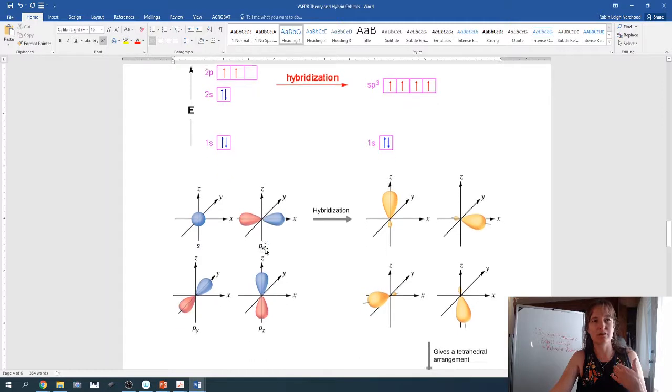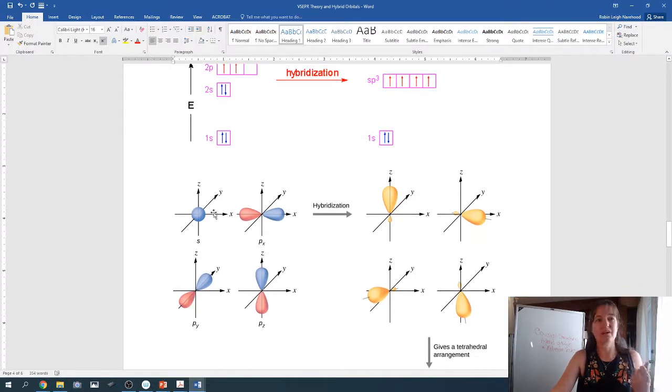A picture of the actual shapes. So an image of an s orbital looks like a sphere. Each of the p orbitals looks like a lobe. So there's one of the p orbitals, there's another, and there's another. They're on the x, y, and z axis. All 4 of these orbitals create 4 identical orbitals that are oriented in different directions.